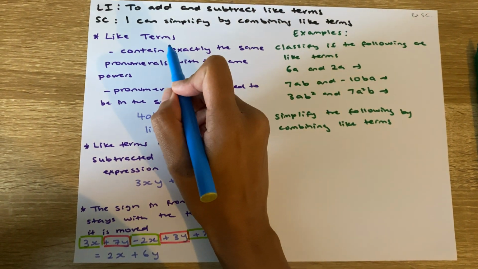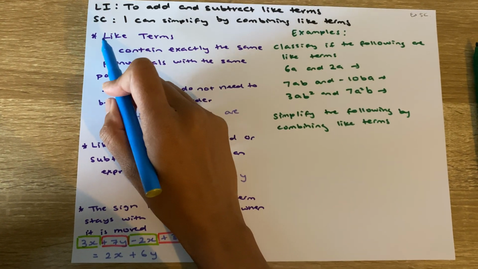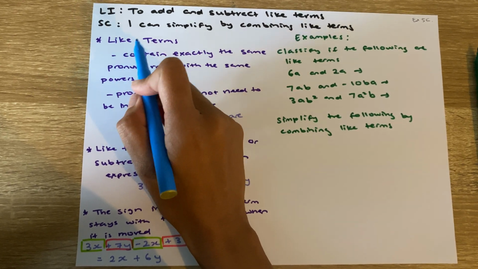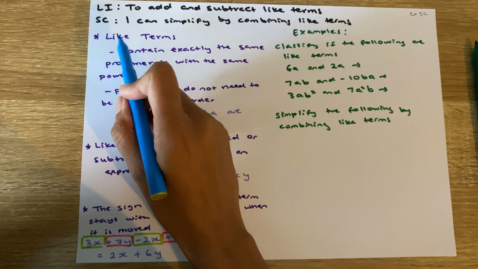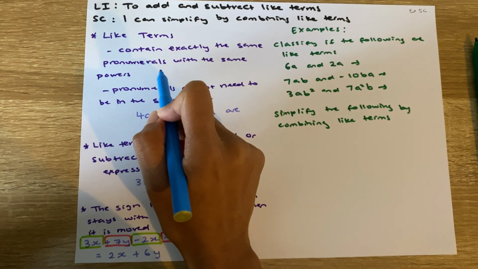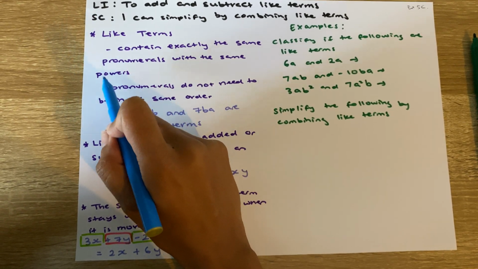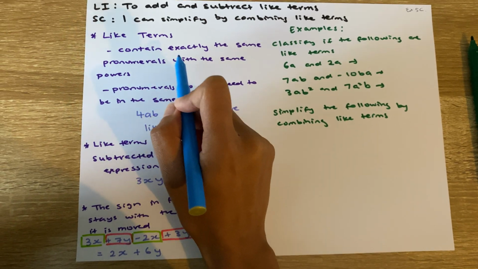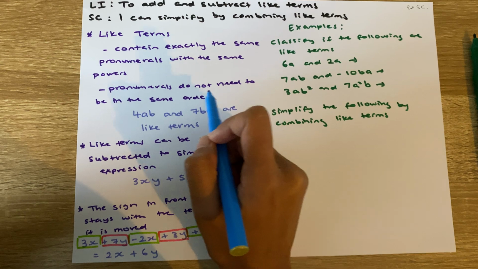So just to start off with, a like term, remember, if things are alike, they are basically very, very similar. They are almost the same. With a like term, we say that they contain exactly the same pronumerals. Remember, pronumerals are letters with the same powers. The pronumerals are exactly the same, but they don't need to be in the same order.